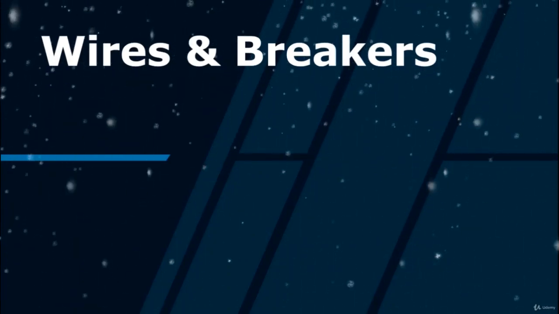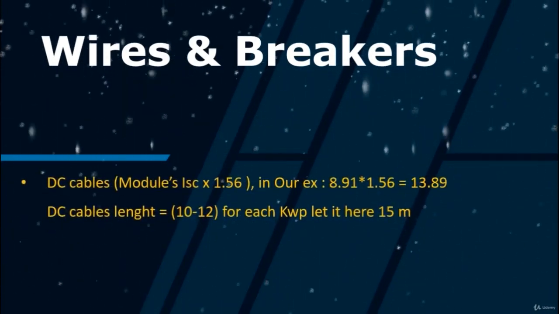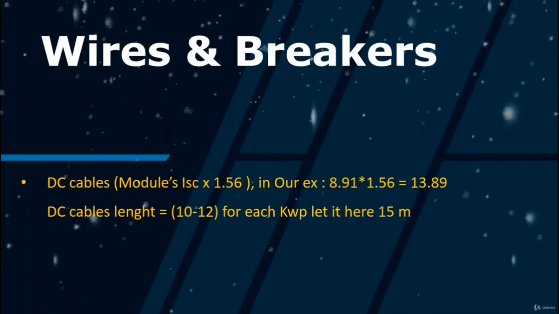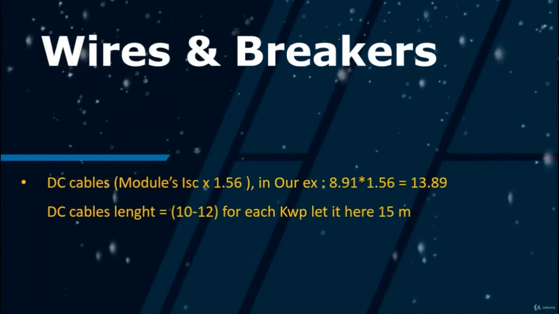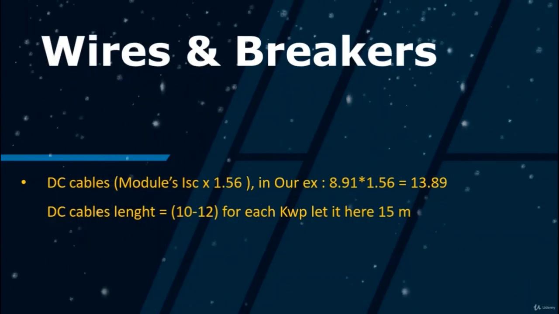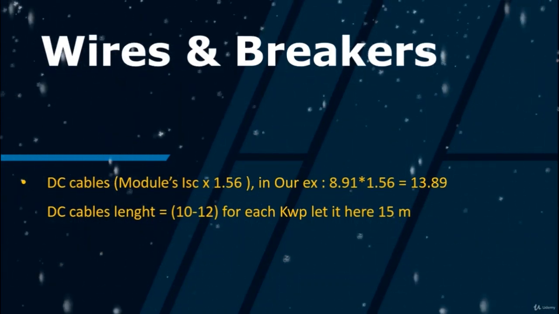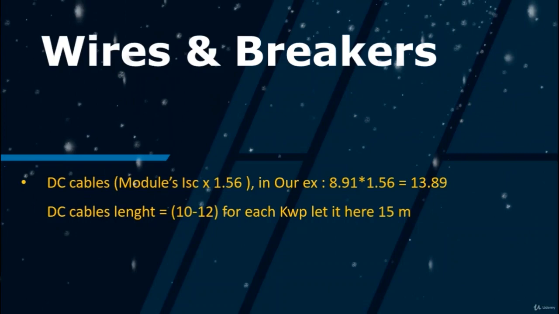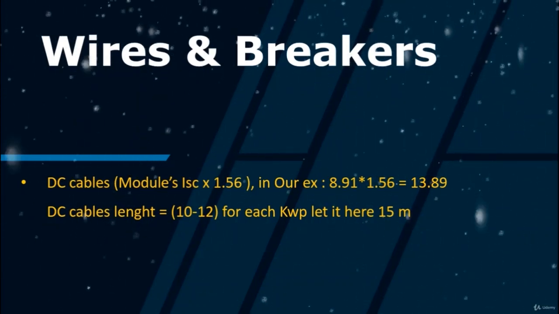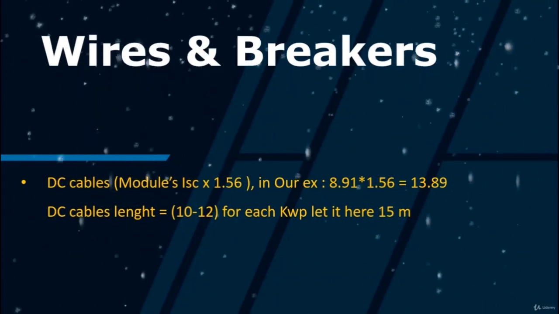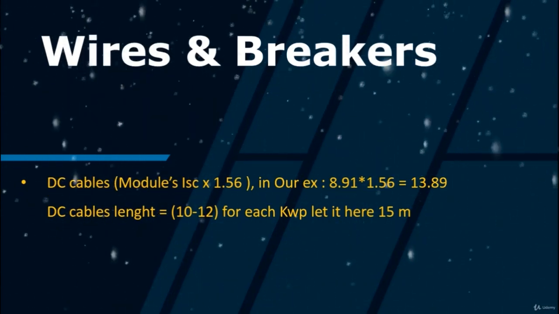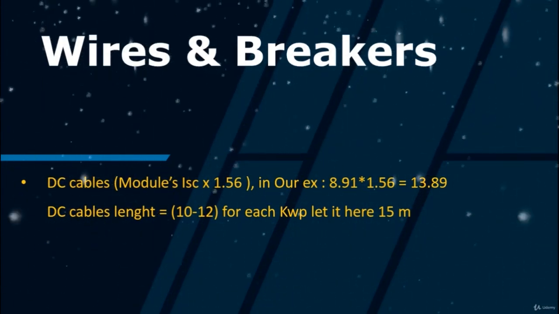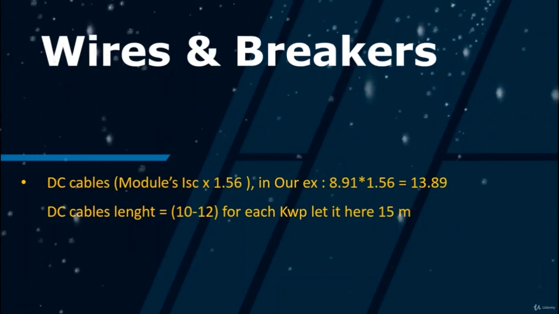Wires and breakers. DC cables. We can find the DC cable size by multiplying the module's I short circuit by 1.56. In our example, the module's I short circuit 8.91 multiplied by 1.56 equals 13.89 ampere. DC cable length is from 10 to 12 meters for each kilowatt peak. Let's take it here as 15 meters.